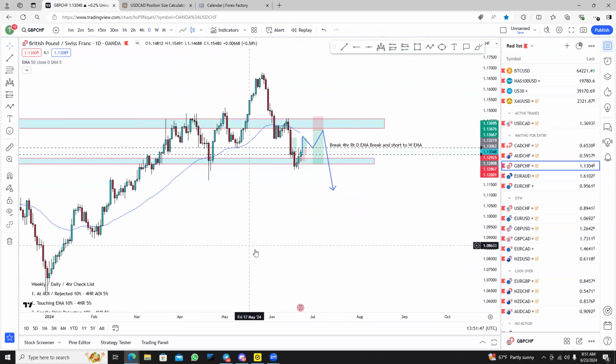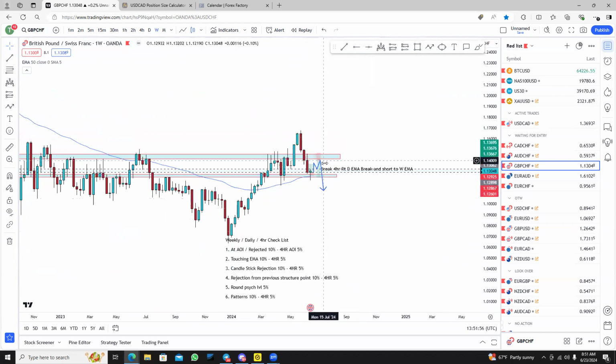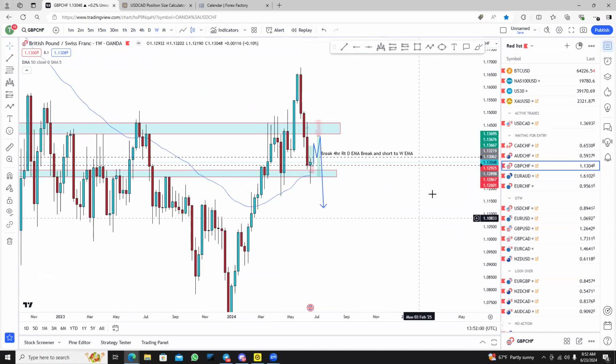So this thing's got to come. It doesn't have to. The market's the market, but it's just so clean, so clean. I want to see it. Boom, boom, boom, boom. So this was another top pair for me. It's just high risk.